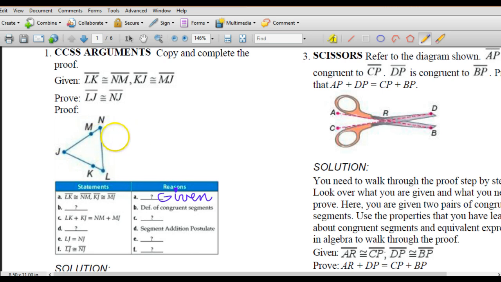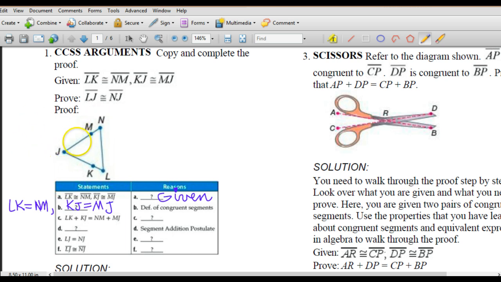So definition of congruent segments is used when we have congruent segments, then we get to state that their measurements are equal or their lengths are equal, and we can also do that the other way around. If we have that their lengths are equal, we can state that the segments are congruent also by definition of congruent segments. So since I know these segments are congruent, I can say that, for example, LK is equal to NM and KJ is equal to MJ.